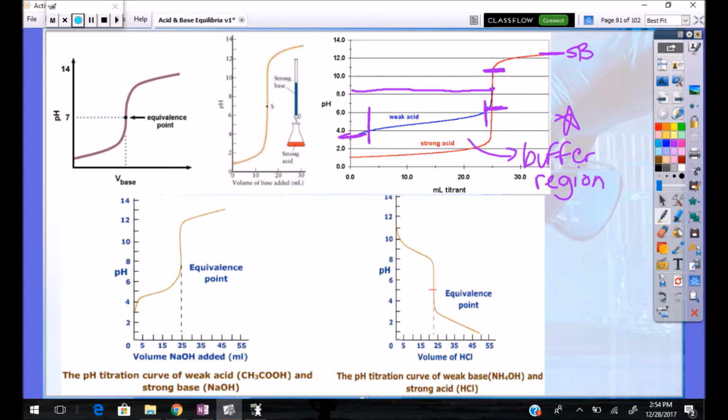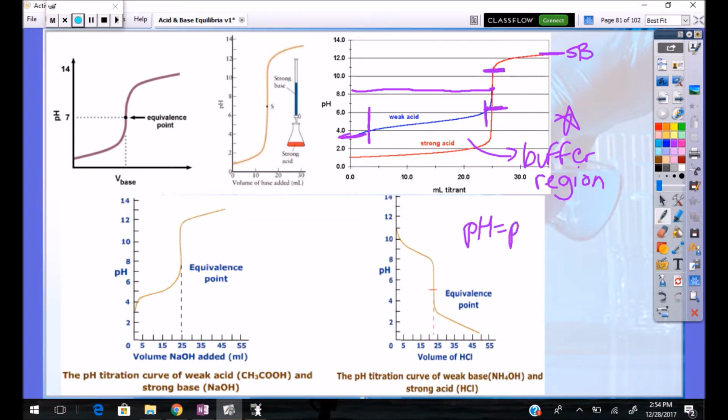This is where buffers come into play, where things are resistant to change. Now, this is also a very important region. Based on the Henderson-Hasselbalch equation, we know that the H plus is equal to the Ka times the concentration of weak acid over weak base. Now, the other form of that you probably see on your formula sheet is pH equals pKa.